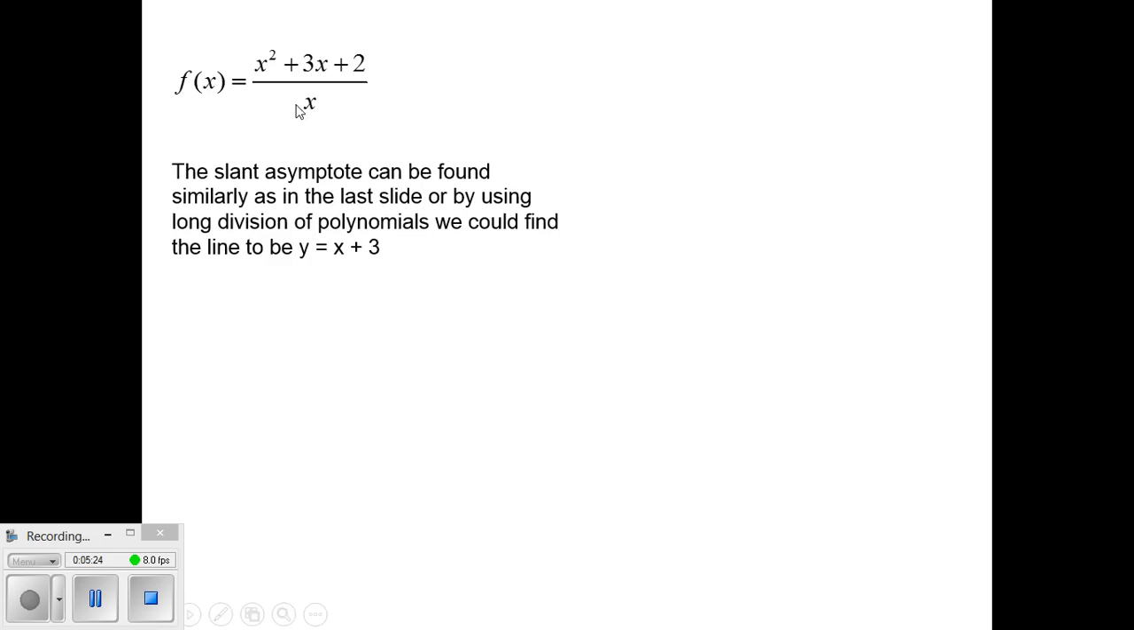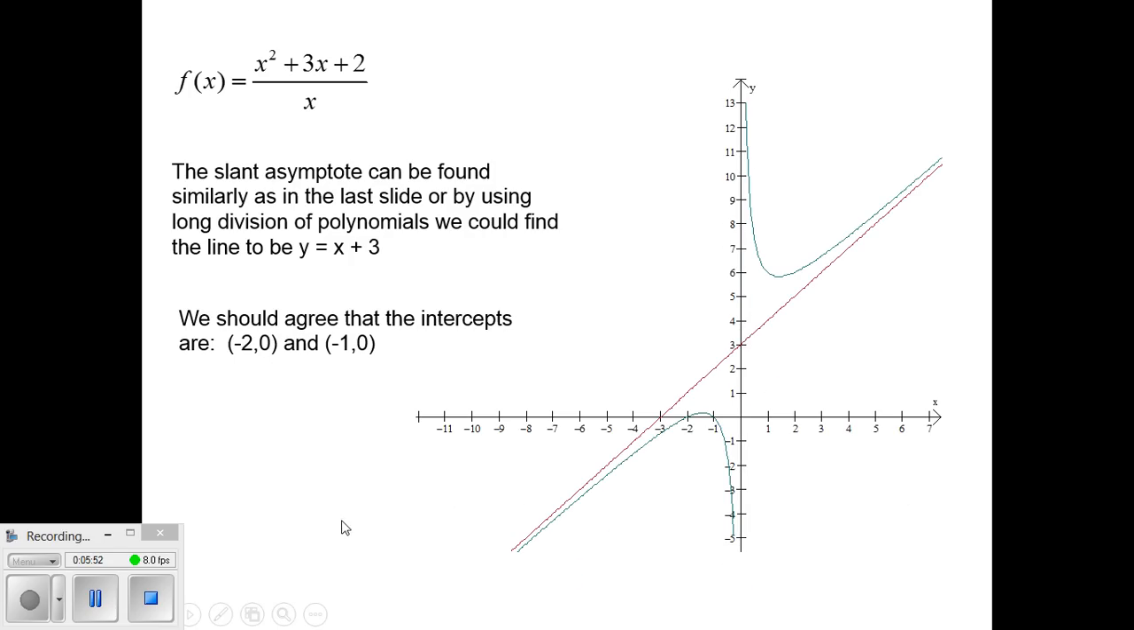Easily we could see x goes into x squared x. So by simple division, this would be x plus 3 plus 2 over x. And the 2 over x, for all intents and purposes, can be discarded. So our slant asymptote is going to be the line y equals x plus 3. The numerator factors to reveal our x-intercepts at -2 and -1.